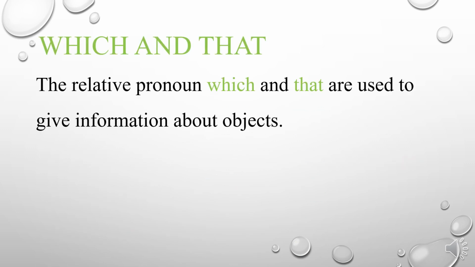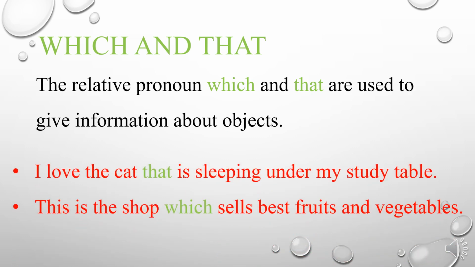Our next relative pronouns are which and that. The relative pronouns which and that are used to give information about objects. We can use it for non-living things or ideas. I love the cat that is sleeping under my study table. This is the shop which sells best fruits and vegetables.